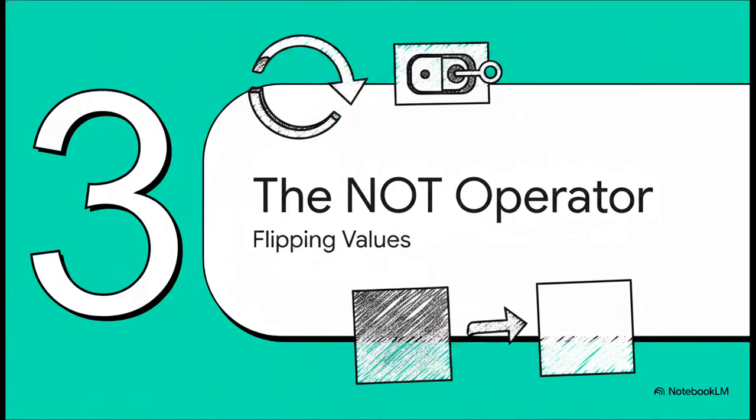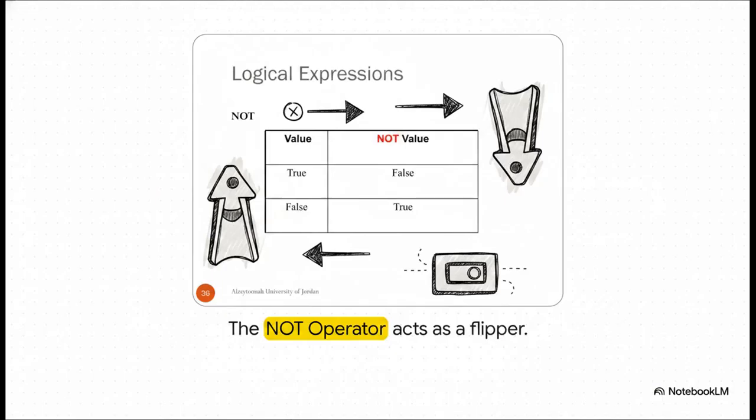Section 3. The not operator. This one acts a little differently than the first two. You can just think of the not operator as the flipper. It's incredibly punchy. Whatever value you give it, it literally just gives you the exact opposite back. So true becomes false and false becomes true. It's kind of the ultimate contrarian of the computer logic world.